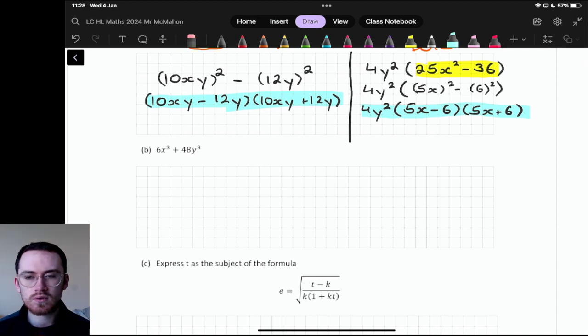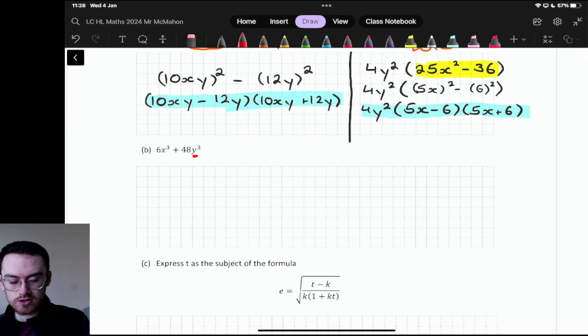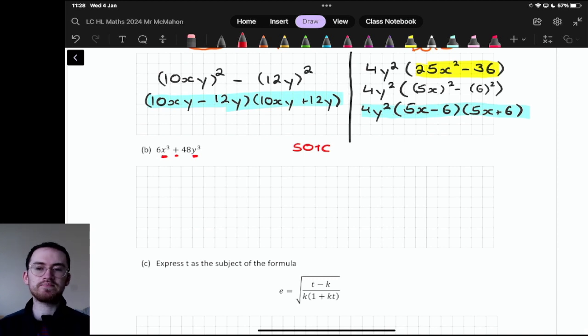Looking at the next question, we should take a second again just to really identify what type of question we are looking at. So what are the telltale signs for us here? Well, we can see that we have some cubed terms. So we might be thinking maybe it's going to be a sum of two cubes, not a difference of two cubes, because we can see there's a plus, so it's going to be a sum of two cubes if it is that.